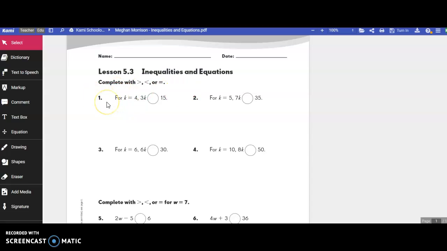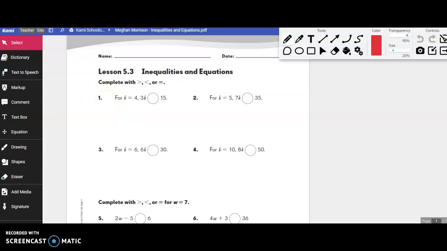So again, notice, they're telling you what the variable is equal to. They have an expression on this side, and then in this case, a number on this side. Tell us what k is equal to, expression, number, and you have to complete with the correct symbol. They could be equal to each other. So if that's the case, put an equal sign.